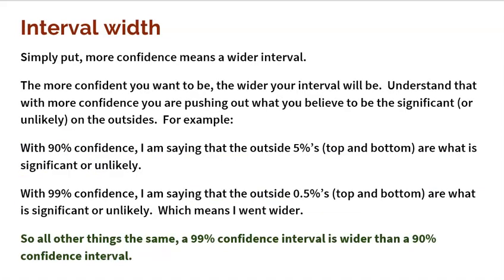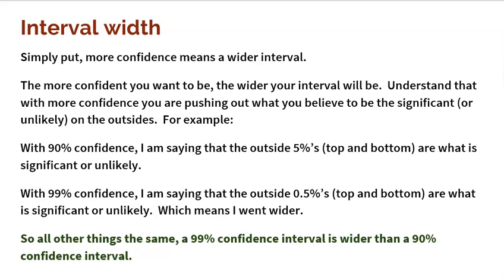All right, second topic in this video is focusing on the width of the interval. Simply put, more confidence means wider interval. Just think about that for a second. If I'm 90% confident, that means that the outside 5% at the top and the bottom, the 10% left out, are what's significant or unlikely. But if I increase to 99% confident, I have to go wider. I have to now say the top 0.5%, the bottom 0.5% is what's significant. So to do that, I went wider. So all other things the same, a 99% confidence interval is wider than a 90% confidence interval.